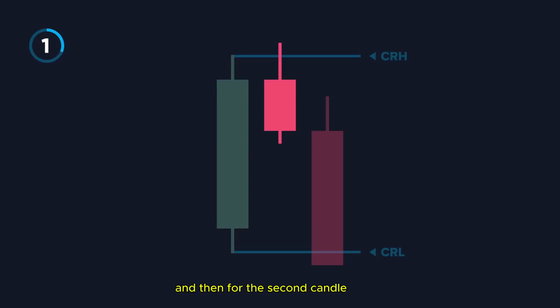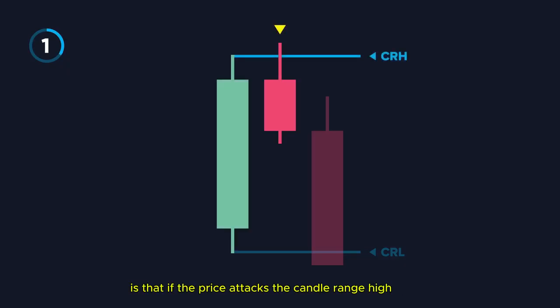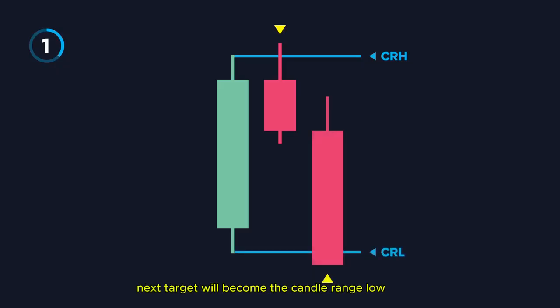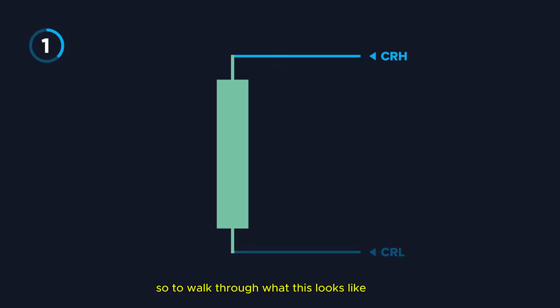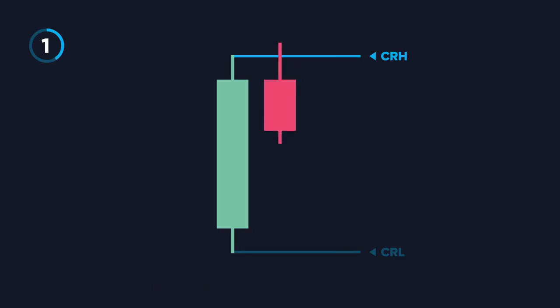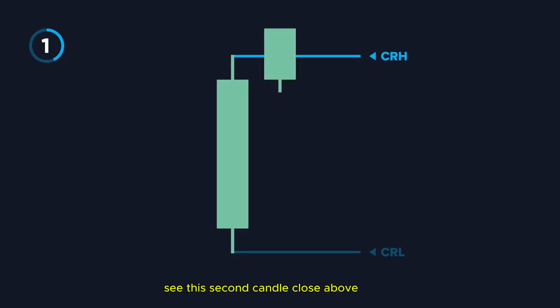And then for the second candle, this plays the most important part in whether we actually have a setup or not. And the reason being is that the whole concept behind candle range theory is that if the price attacks the candle range high but fails to close above it, there's a high probability that the next target will become the candle range low. So to walk through what this looks like, we want to see the second candle push up and above the candle range high of the first candle, before then pulling back into the range, where it will then close. And it's crucial that we see this liquidity sweep occur, because if we were to instead see this second candle close above the candle range high, the potential CRT setup is no longer valid, as it's more likely that the market will continue pushing up, instead of targeting our first candle's range low.